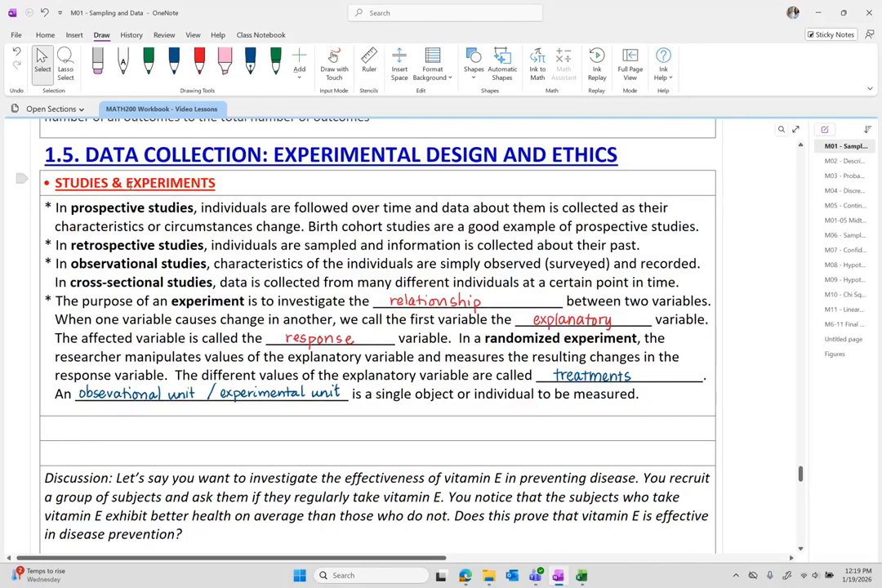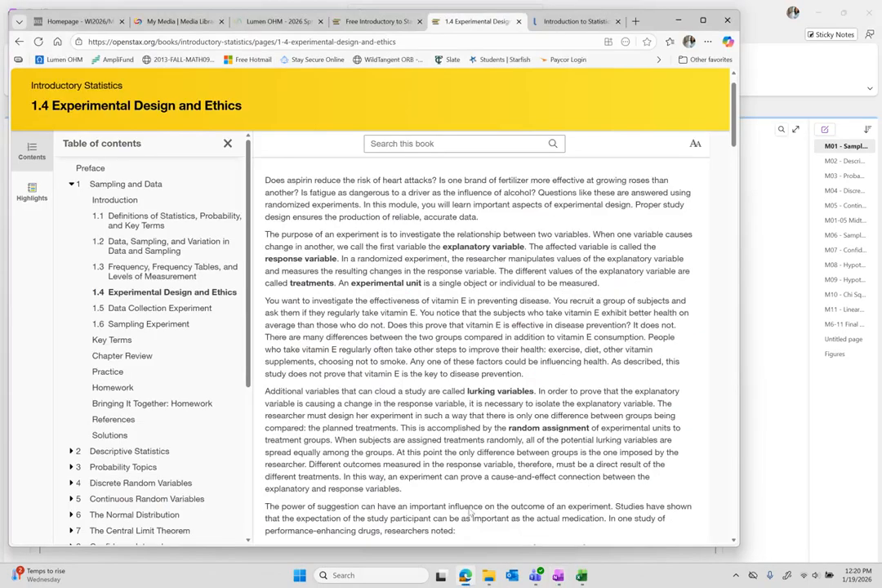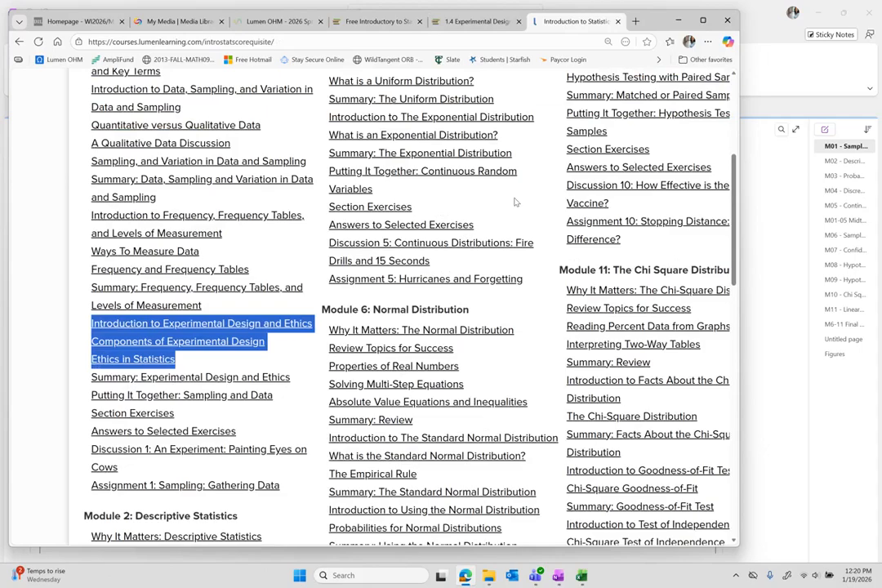We are now going to cover section 1.5, the last section of unit 1 for our statistics OER course. It is on experimental design and on ethics in statistics. In terms of OpenStax's Intro to Statistics book, this is section 1.4, experimental design and ethics. And in terms of the Lumen Introduction to Statistics with Corequisite course, these will be the links in module 1 for Introduction to Experimental Design and Ethics, and then the components of the experimental design and ethics in statistics.